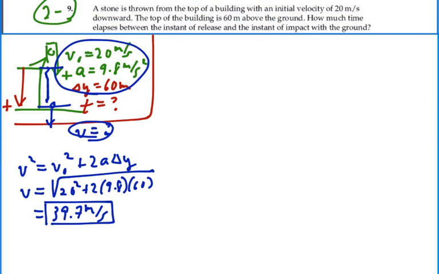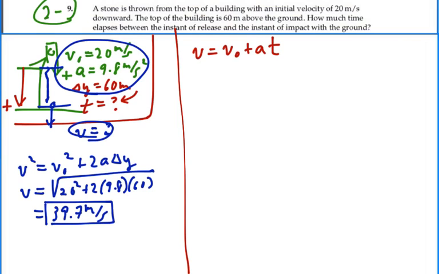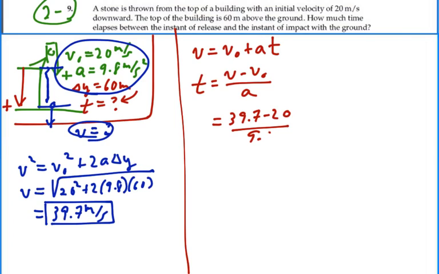Now I know the final velocity, and I wish to find ultimately the time, so I can think of this as kinematic equation number 1. Final velocity equals initial velocity plus acceleration times time. So time will equal final minus initial velocities over acceleration. This would be 39.7 minus 20 over 9.8, everything positive, and that gives me 2.01 seconds.